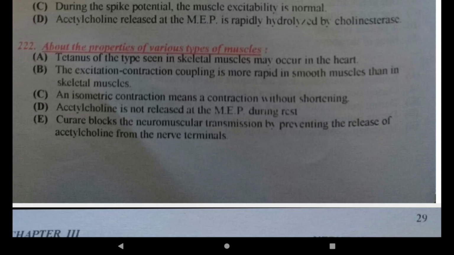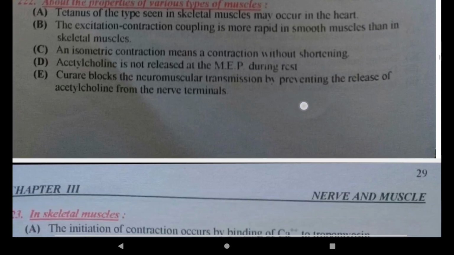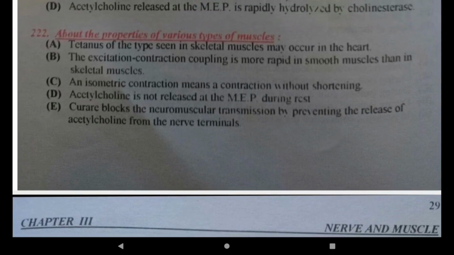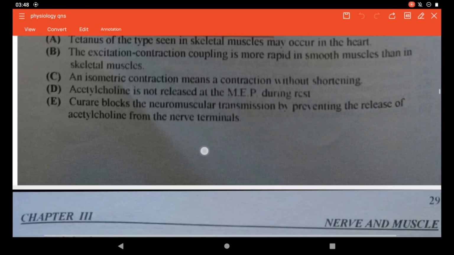Then when you look at fatigue, it never occurs in cardiac muscles. Excitation coupling is more rapid in smooth muscles than in skeletal muscles. That's not correct as well. And it is not correct that acetylcholine is not released at the MEP during muscle rest, because we usually say that muscles have a tone even at rest. So the most correct answer here is C, our correct alternative.